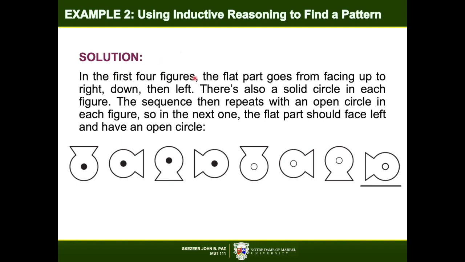In the first four figures, the flat part goes from facing up to right to down then left. So it's up, right, then down, then left. There's also a solid circle in each figure. So we have a solid circle here, solid, solid. The sequence then repeats with an open circle in each figure.